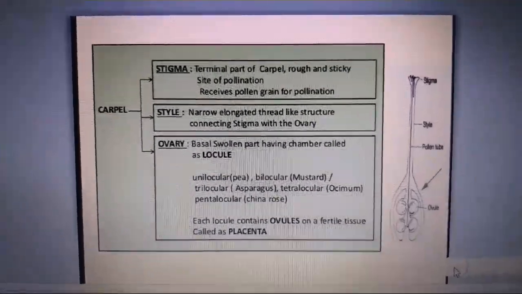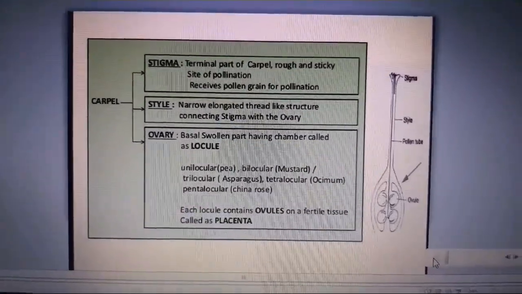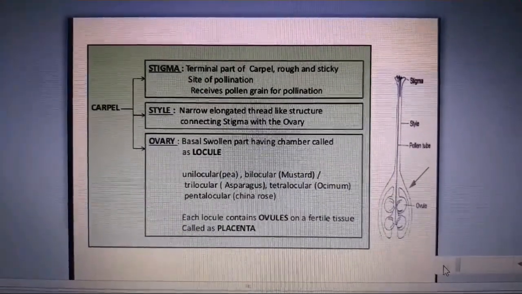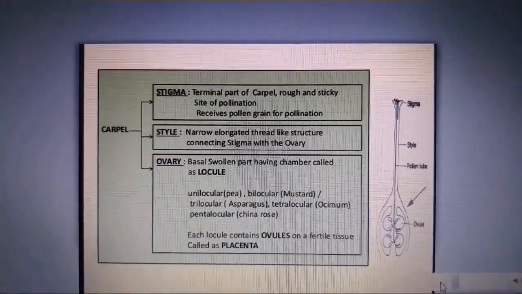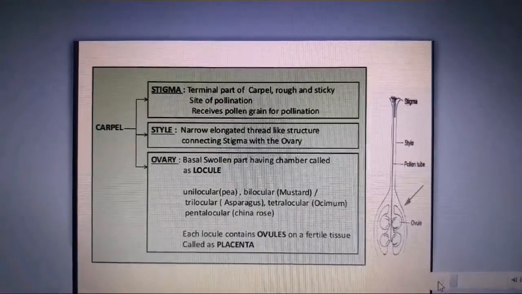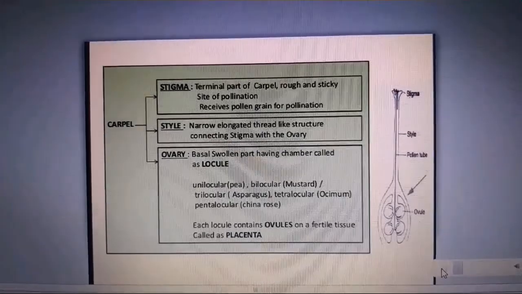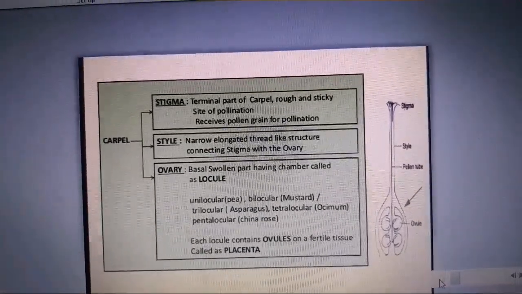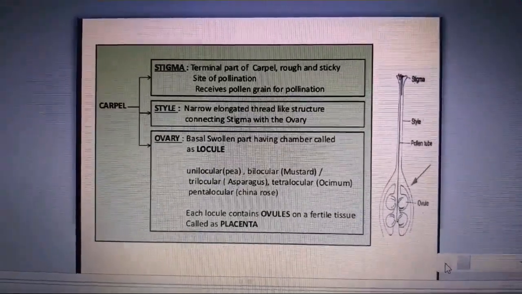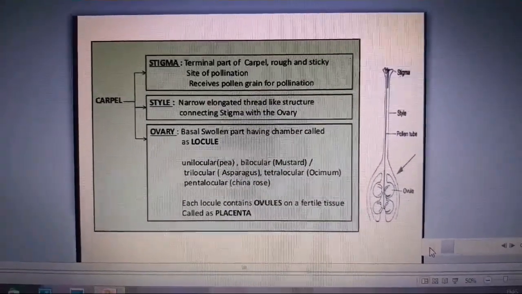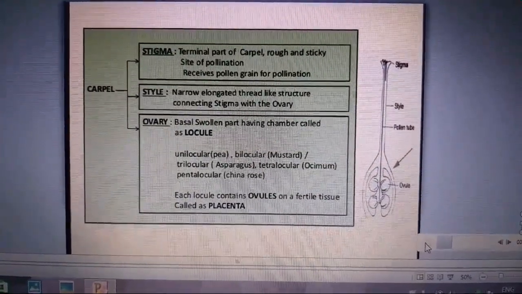Gynoecium, it is the fourth essential floral wall and it is the female reproductive part of the flower and innermost in position. हा फिमेल रिप्रोडक्टिव्ह ऑर्गन आहे आणि हे इनरमोस्ट इन पोझिशन आहे, म्हणजे अँड्रोशियमच्या मध्ये हे गायनेशियम प्रेझेंट आहे. And it is also known as a pistil. And the individual member of gynoecium is known as the carpels.